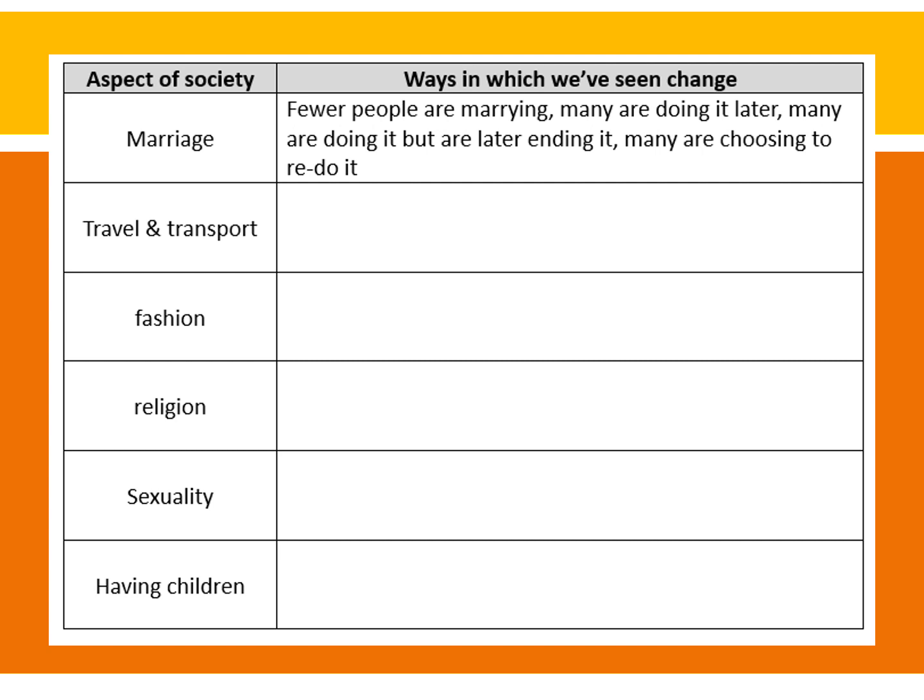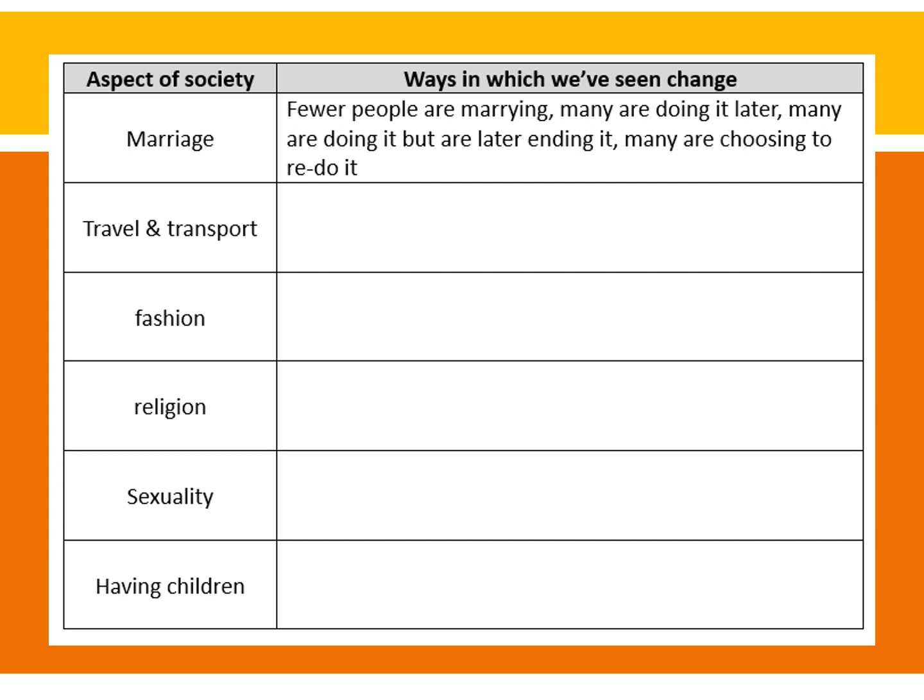So with marriage, fewer people are marrying now. Many people are marrying but are doing so later. Me, myself, I was 33 when I got married. Many people are doing it but then are ending it in divorce, separation, and many, of course, are choosing after a divorce to redo it.